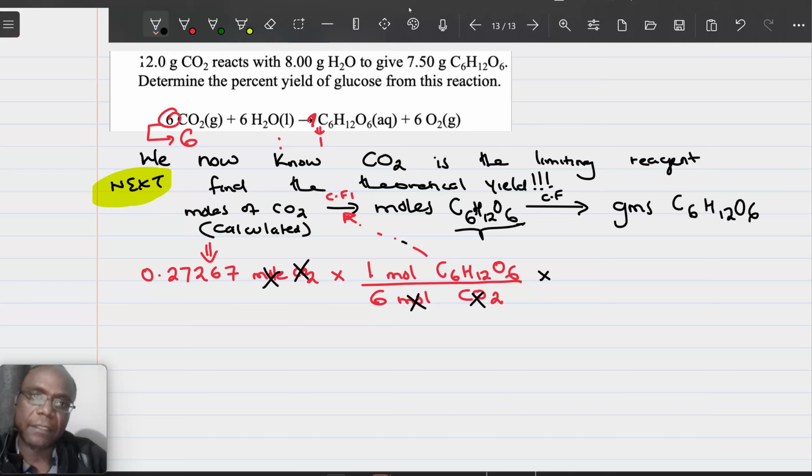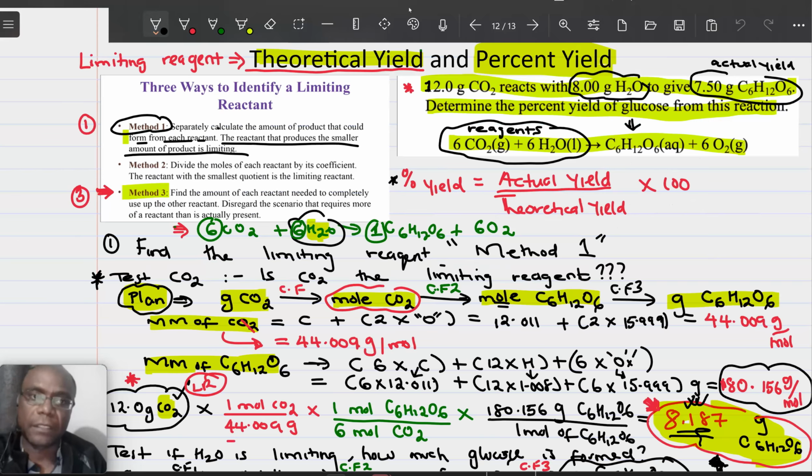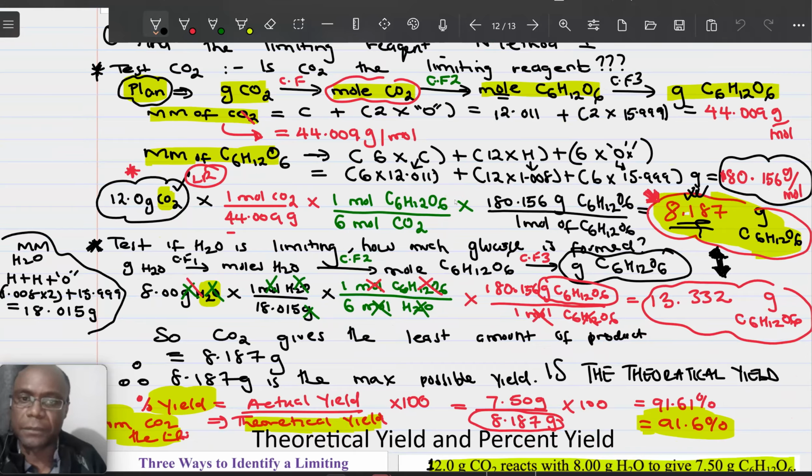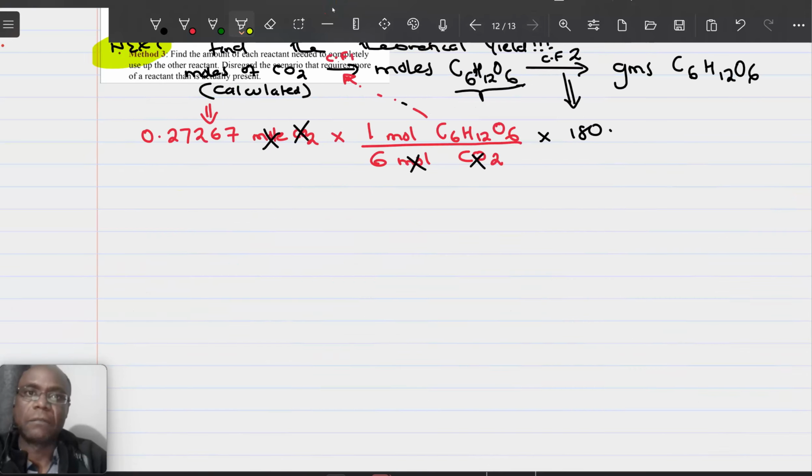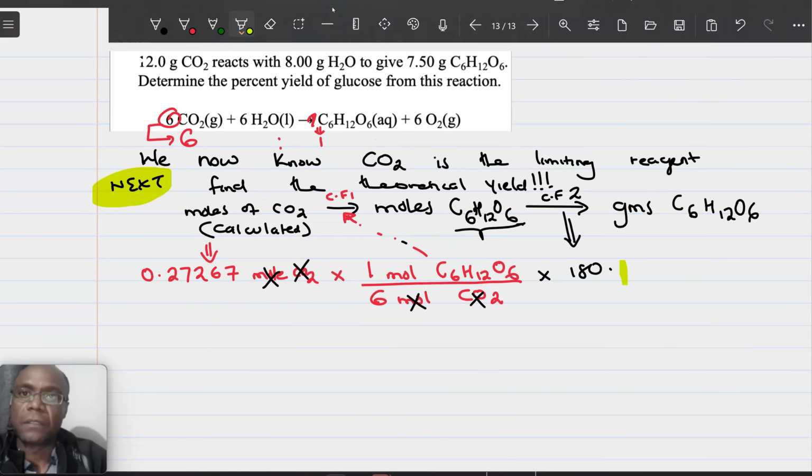Now we need the second conversion factor here. We already calculated the formula mass of glucose. We took the time and calculated the molar mass of glucose, we did it here. This process right here gave 180.156. So 180.156 grams is going for 1 mole of glucose.